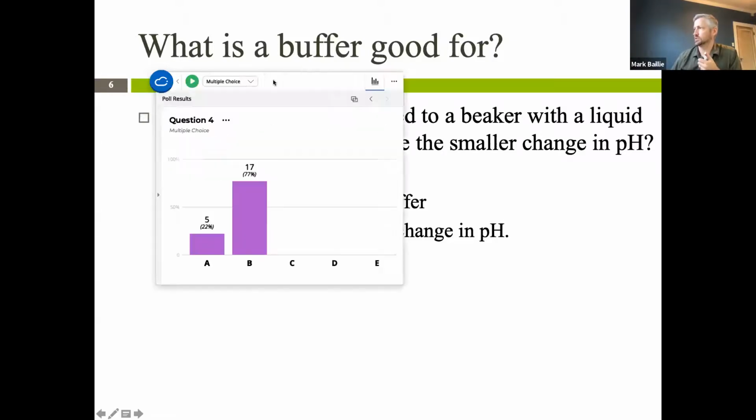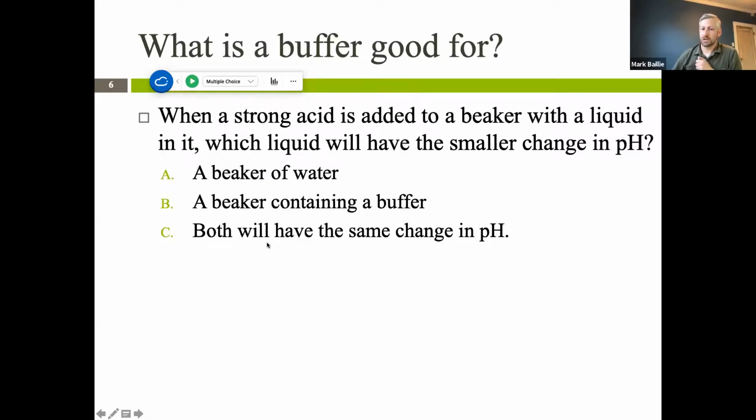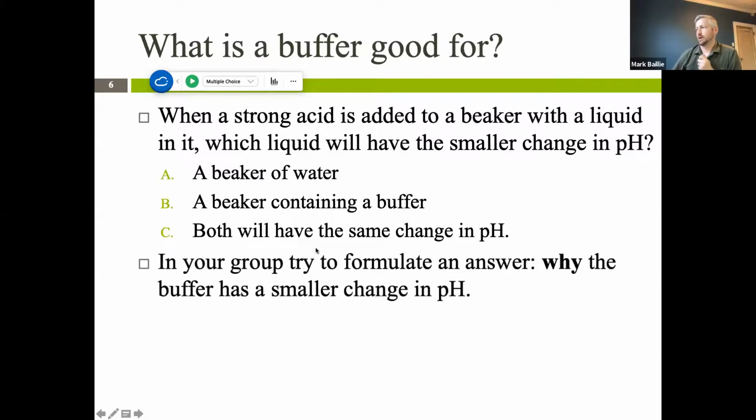It looks like the majority of the class agreed with you in that you're going to have a smaller change in pH when you add a strong acid to a buffer than to water. And I want you to think about why. How does the buffer do what we just talked about? We just said that a buffer minimizes change in pH. It doesn't stop it from changing, but it minimizes it.